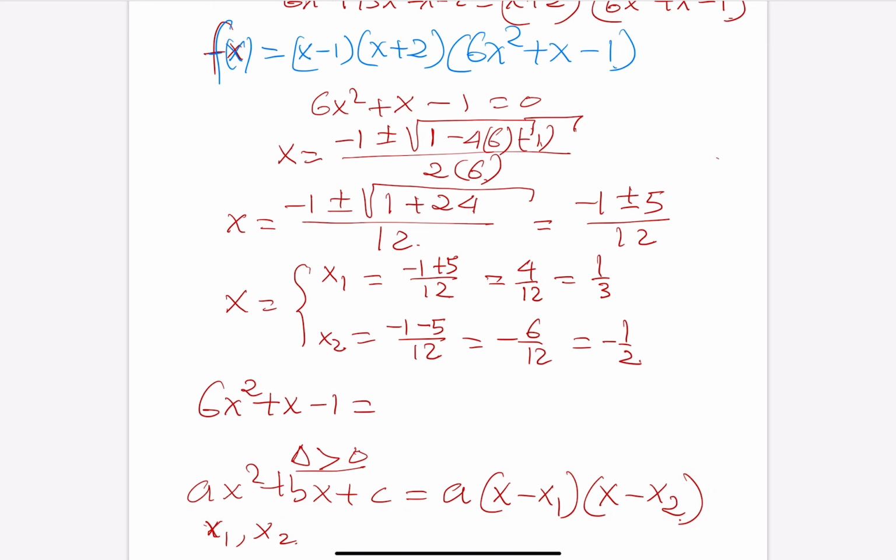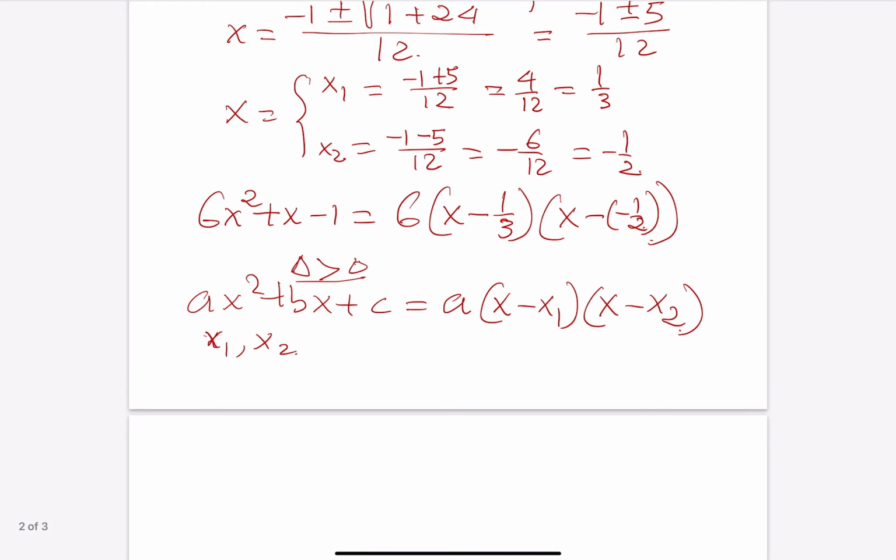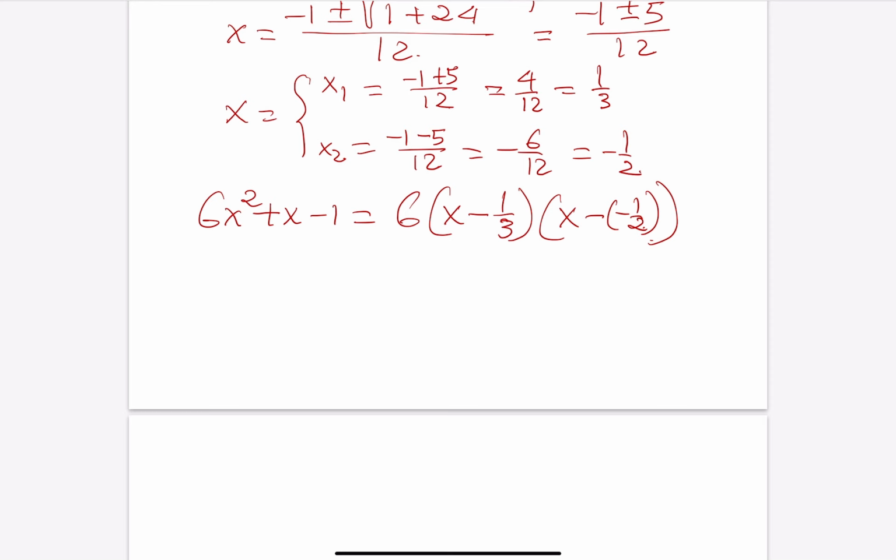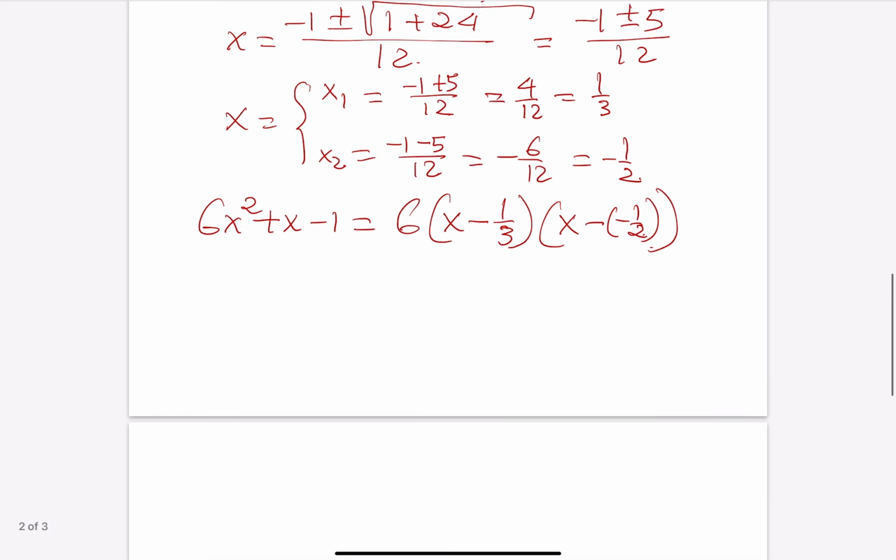Use it here, and you will have 6 times x minus 1/3 times x minus parenthesis negative 1/2. That's it. You understand? If you have any question, please let me know. Okay, good, let me keep moving. Here you will have this one in another form to write it down.